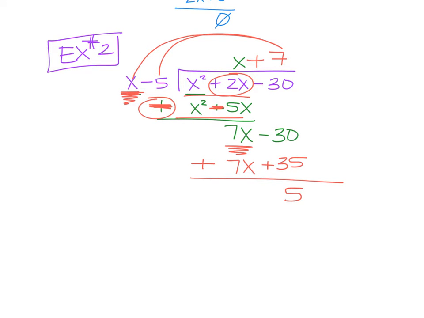And we have nothing left to pull down. That means we have a remainder. Okay? You may either write your answer as x plus 7, remainder 5. This is the way the book is going to write it.